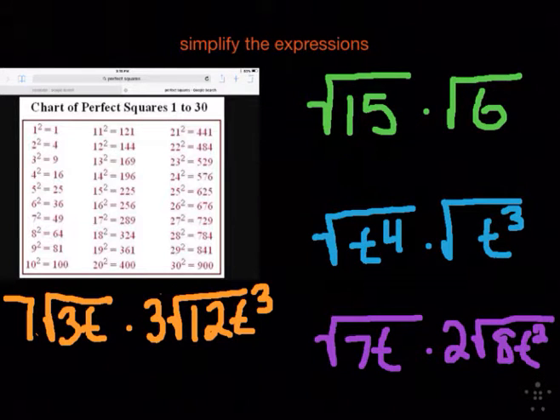Alright, so we're going to go ahead and first we're going to solve the green one. So remember, since we are multiplying the radicals, we are multiplying the numbers underneath. So we have 15 times 6, which gives us a square root of 90.